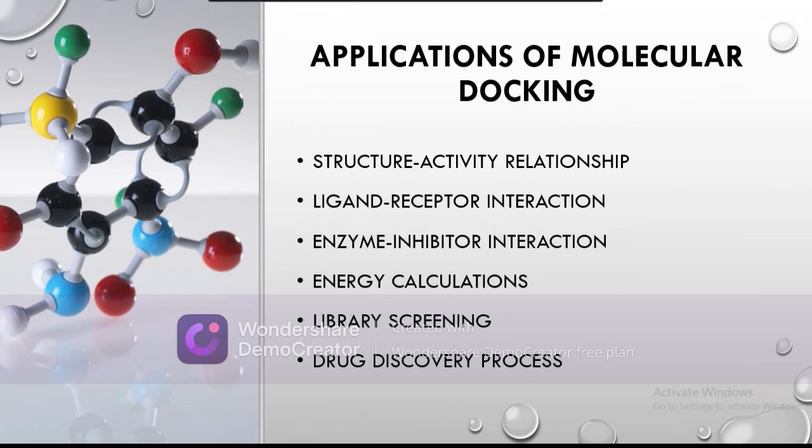Applications of molecular docking. Molecular docking can be used to predict structure activity relationship, ligand receptor interaction, and more specifically, we can say that enzyme inhibitor interaction. So, inhibition of the enzyme can be studied. We can calculate the energy values during complex formation, and we can also screen library of compounds during molecular docking studies, and we can obtain hit compounds. And these interactions or molecular docking studies are also important during drug discovery process.